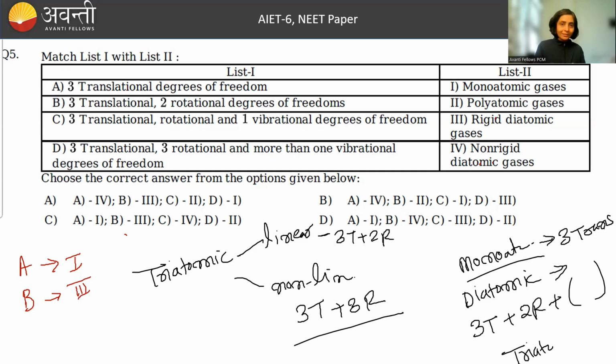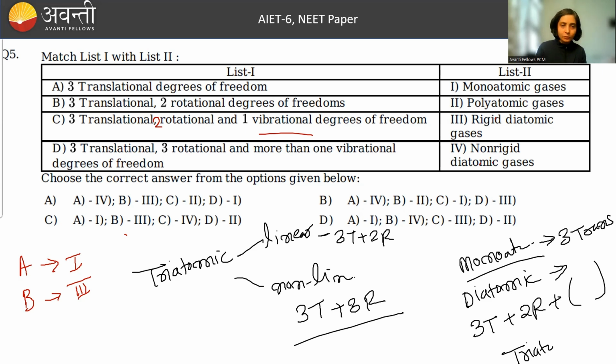Now come to the third. There is an error here in the question. 3 translational and here it is 2 rotational. That is why I included this question. Okay. So you see here 3 translational, 2 rotational and 1 vibrational degree of freedom. Since in the question there is no mention of linear or non-linear polyatomic gases, if it has 3 translational and 2 rotational degrees of freedom, it means it is 3 translational, 2 rotational, 1 vibrational degree of freedom. So what will its correct option be? Let me know.